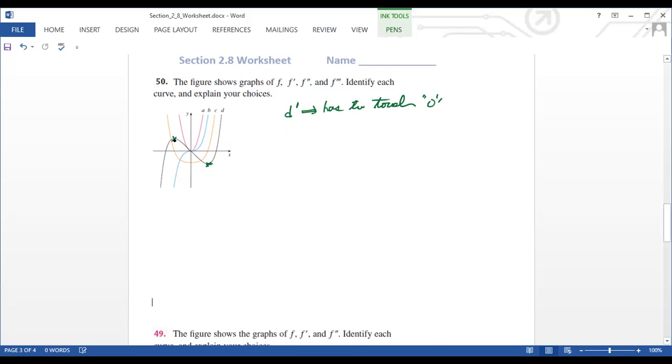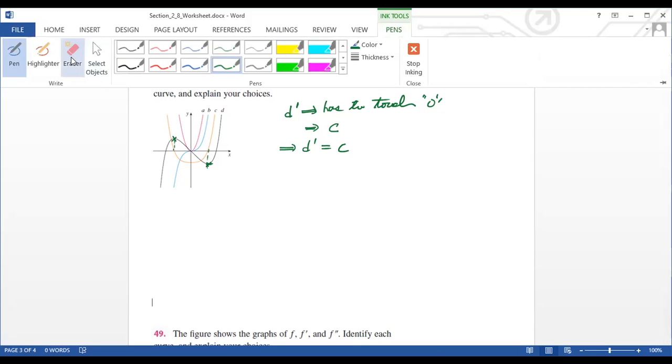See here, you go like this. Which one is it? It's C, right? C is the only graph that has signs touching the zeros here. So that's why D prime is equal to C here. Correct? Okay.